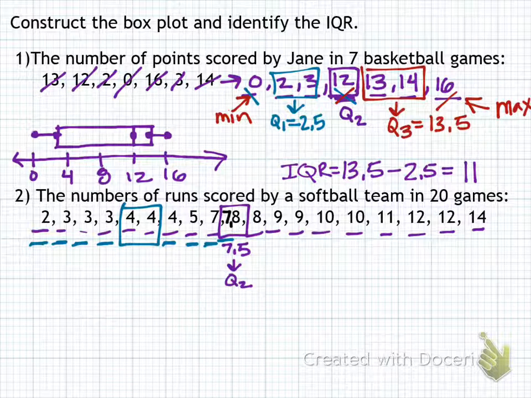So what would my Q1 be? 4, right? This is the median of 4 and 4, or between 4 and 4, the average of those is just 4, so this is 4.